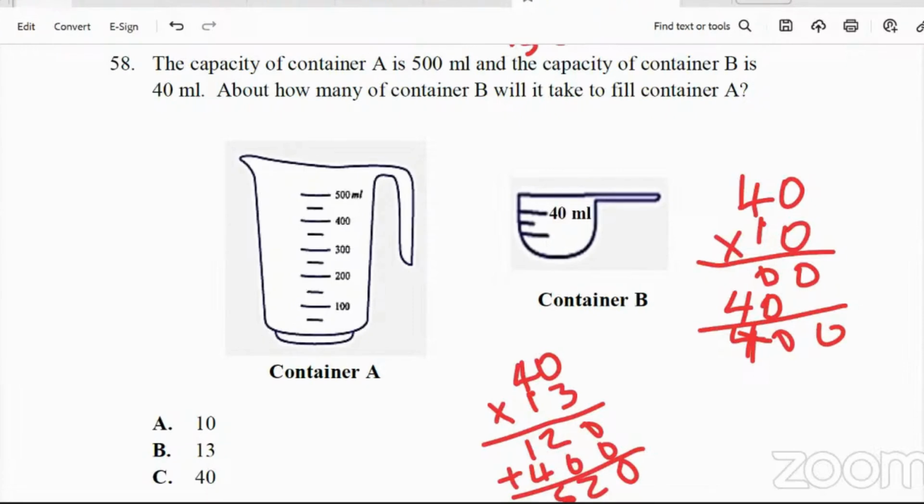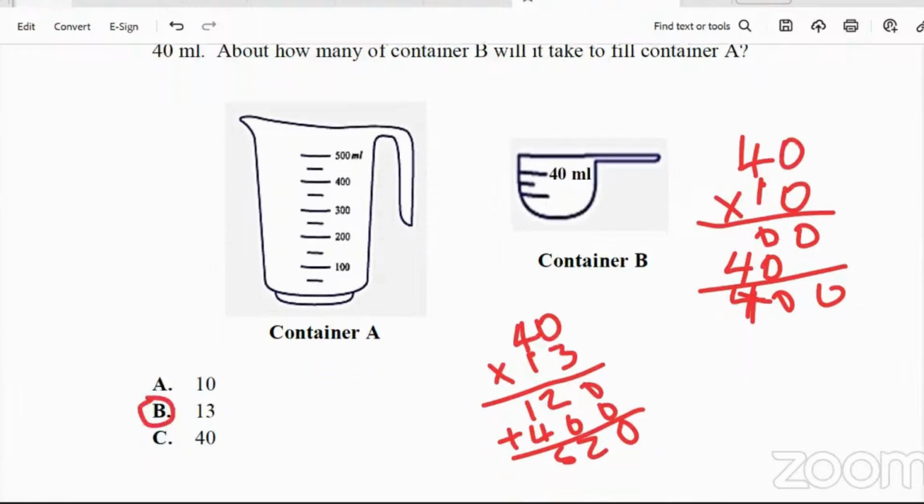So we would need 13. All right, 40 would be way too much, because if 13 brought us over the 500, then there's no way we would need 40. So the correct answer, because if we did 400, we would still be able to pour more into it, okay? So we would need about 13 of the container B to fill container A. All right, let's move on.